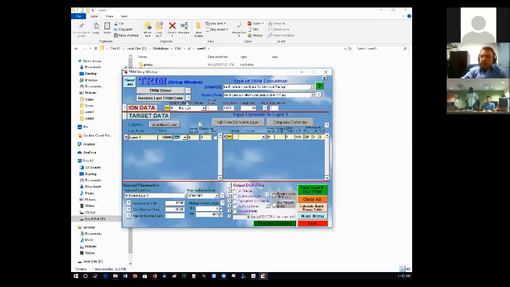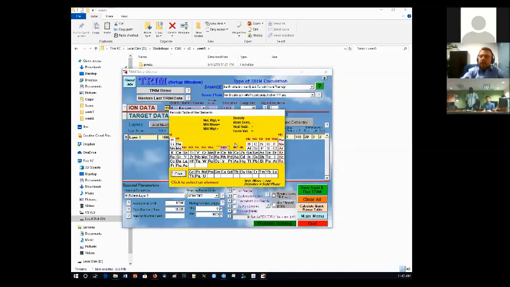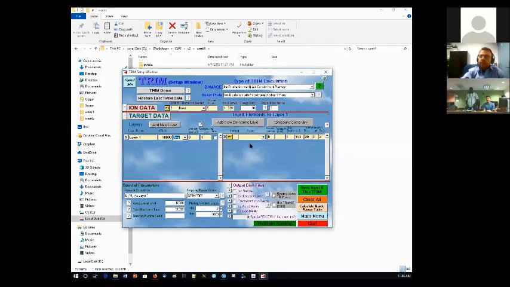And here I choose, this portion is the ion data. This portion is the target data. So I choose my boron ion on the periodic table. My acceptor says atomic number 5. Great. Mass is 11.